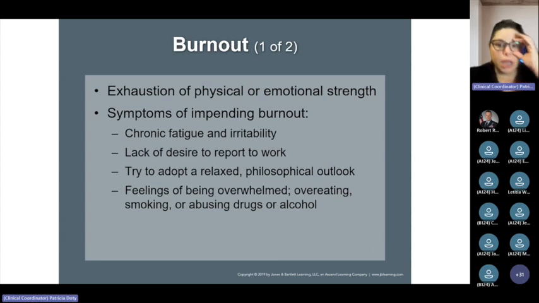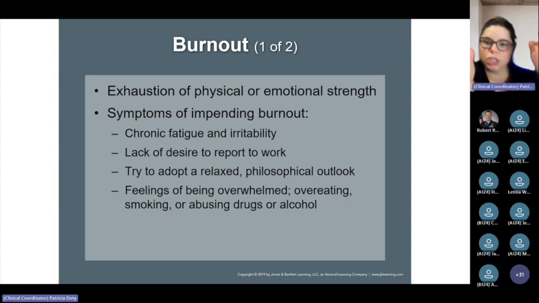All right. Burnout. Huge. A lot of people burn out. Don't get burned out. What is burnout? It's exhaustion of physical or emotional strength. Okay. If we know how to handle burnout, we won't get burned out. And I think that's part of the whole mental health issue, is that now we are learning how to handle things prior to getting to this point.